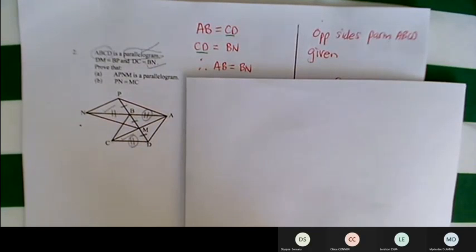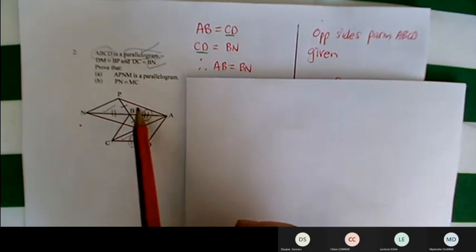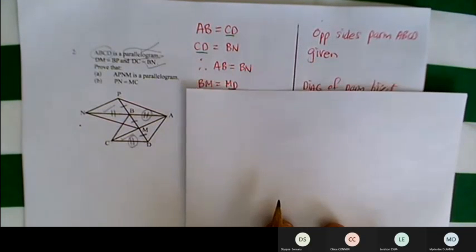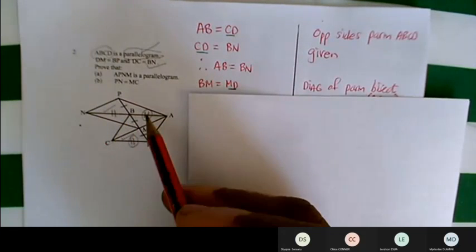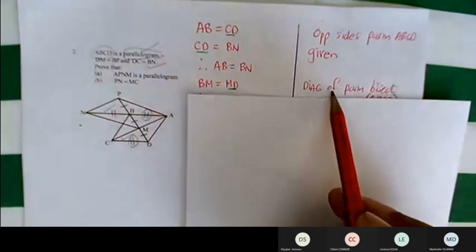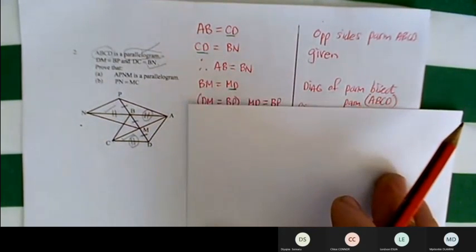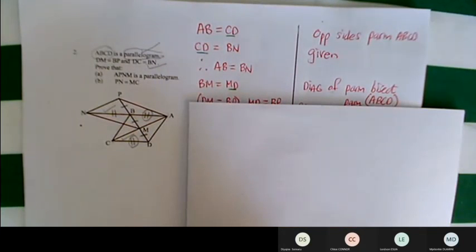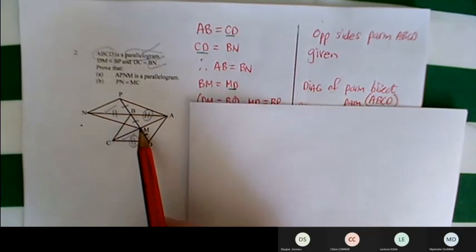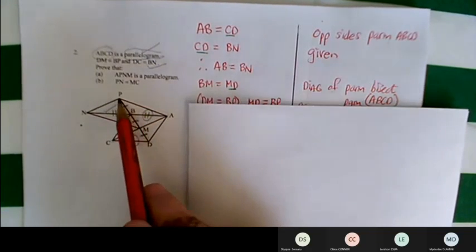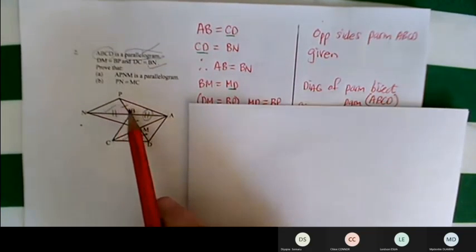The next one, we are trying to prove that the diagonals of this shape bisect each other. So BM is equal to MD. Diagonals of a parallelogram bisect each other. BM is equal to MD. The diagonals of a parallelogram bisect each other, and that's parallelogram ABCD. Now they told us that MD is equal to BP, given. So BP and MD are equal to each other, given.